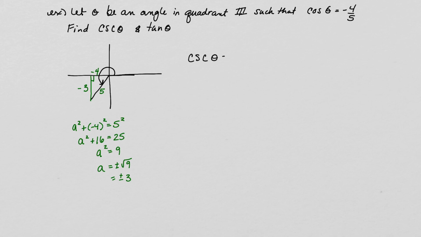So the cosecant of theta. Remember, cosecant is going to be the hypotenuse 5 over the opposite, -3. And again, I'm just going to write that as -5/3, just because I personally don't like to put my negatives in the bottom of fractions, but you can. It's totally fine. And then the tangent of theta is going to be the opposite, -3, over the adjacent, -4. And here you do actually have to rewrite it so it is +3/4. You don't want that double negative.